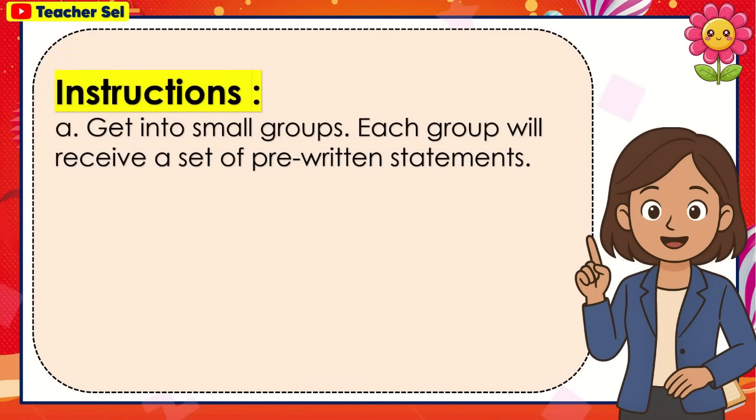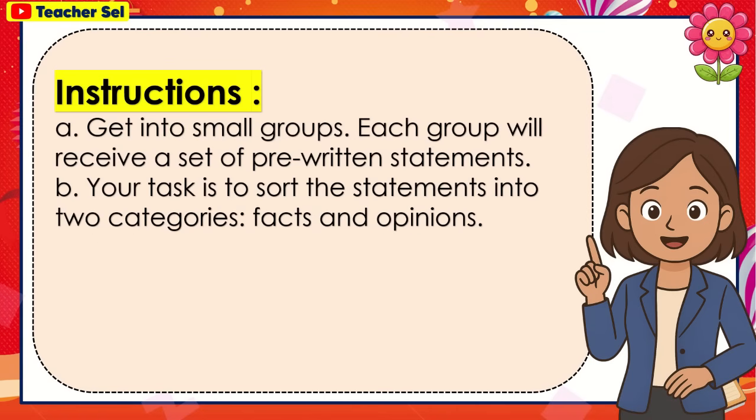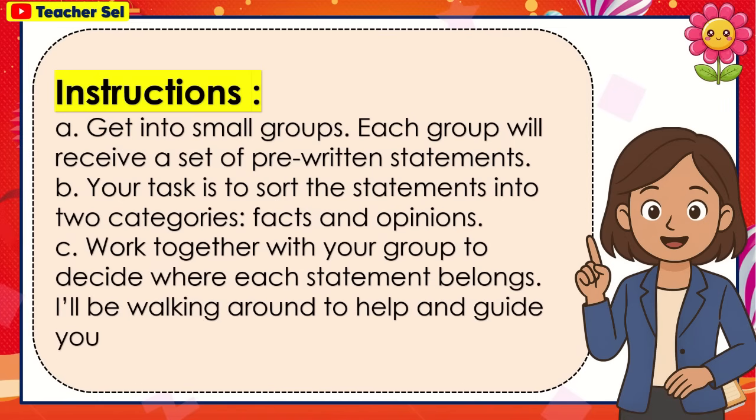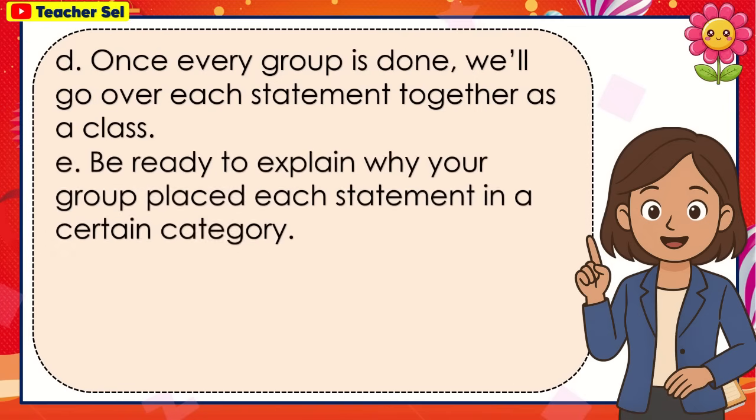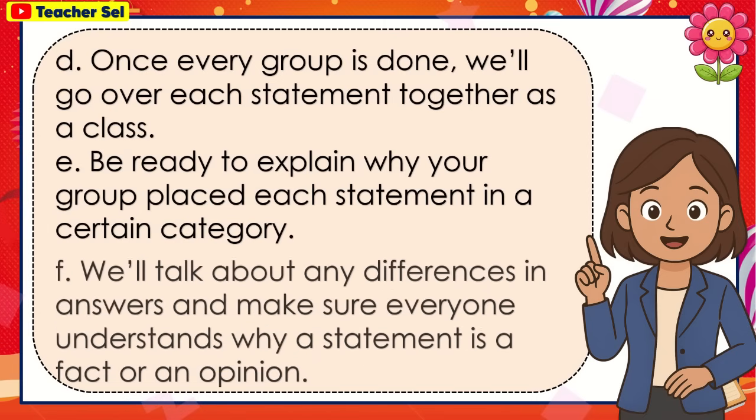Get into small groups. Each group will receive a set of pre-written statements. Your task is to sort the statements into two categories, facts and opinions. Work together with your group to decide where each statement belongs. Once every group is done, we'll go over each statement together as a class. Be ready to explain why your group placed each statement in a certain category.